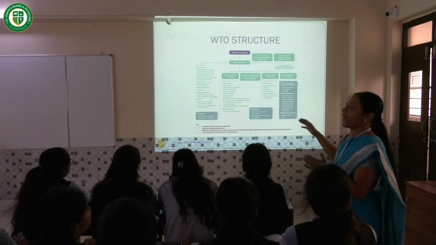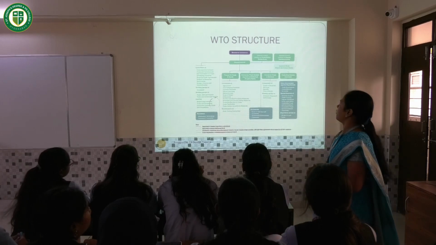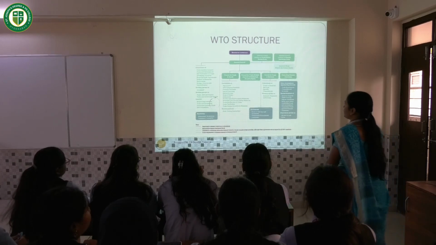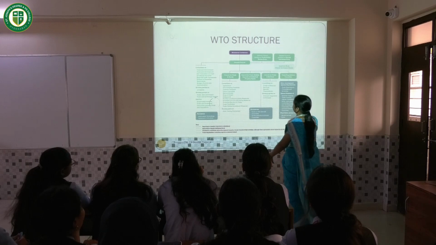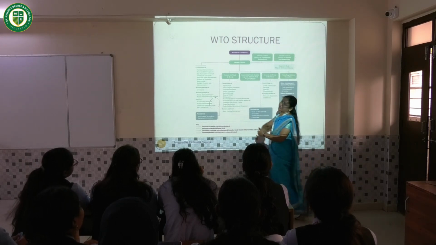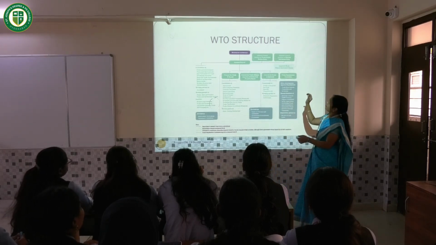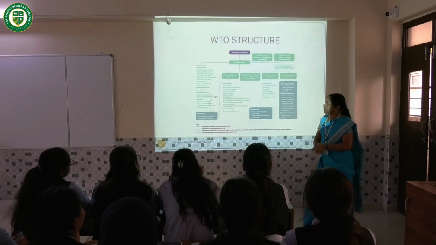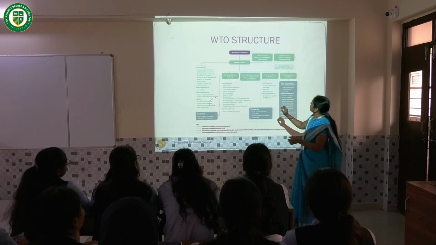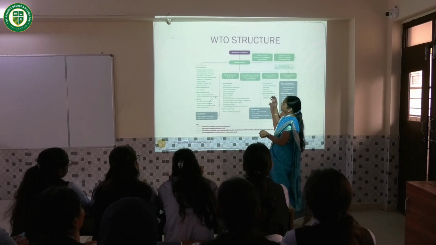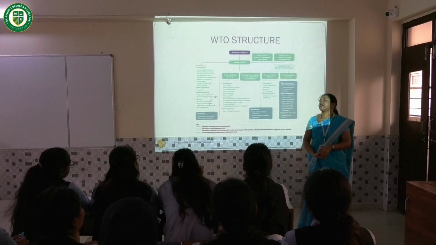Let us now look at the structure of WTO. The structure has 4 levels. The first one is called the Ministerial Conference. Then we have the next one, which is called the General Council. Next being Councils, and the last one being the Management and the Committees.